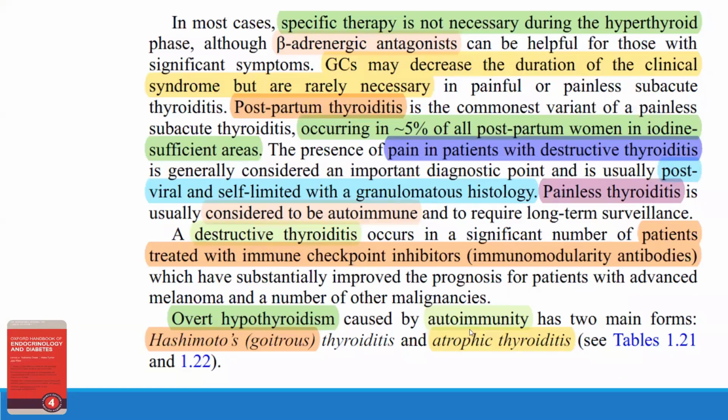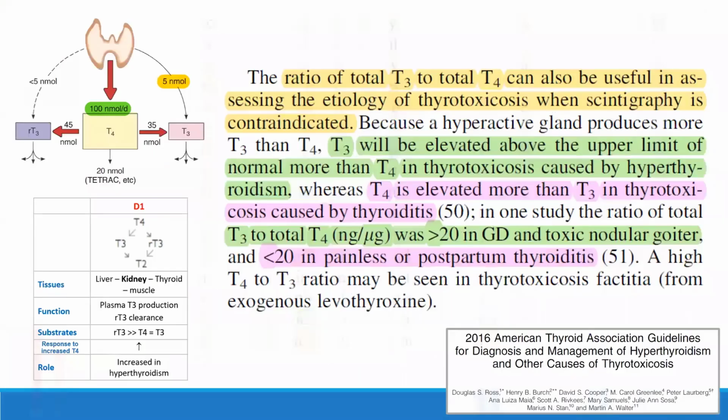Overt hypothyroidism caused by autoimmunity includes Hashimoto, which is a goitrous thyroiditis, and atrophic thyroiditis. Don't forget that Hashimoto thyroiditis and atrophic thyroiditis, both of these two disorders, are autoimmune thyroid disorders. Yes, Dr. Saadiyya, I will cover this point again.